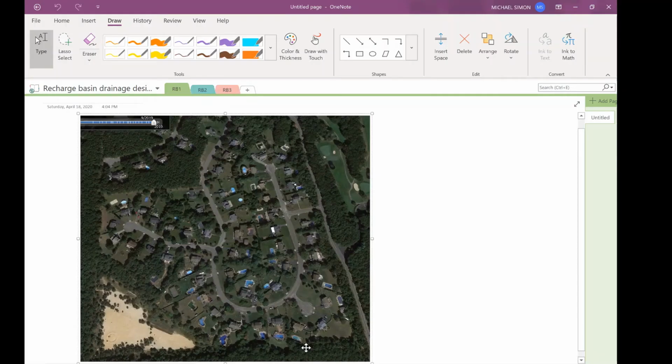Good morning, site planners. So today we're going to be taking a look at recharge basins. Before we get into all the calculations for it, we have to do a little discussion on what is a recharge basin, what do they look like, what's their purpose, where do you find them, things like that.